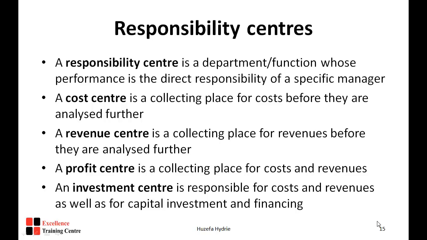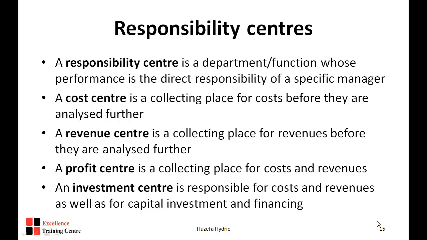But within a factory we can have different departments. For example, machining department, assembly department, maintenance department, stores department. Each of them can be considered as one cost center. Okay, each of them can be considered as one responsibility center. So basically, responsibility center is that we divide the organization into different areas of responsibility, and one manager would be responsible for their area of responsibility.